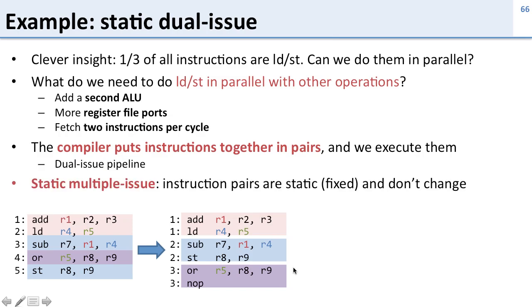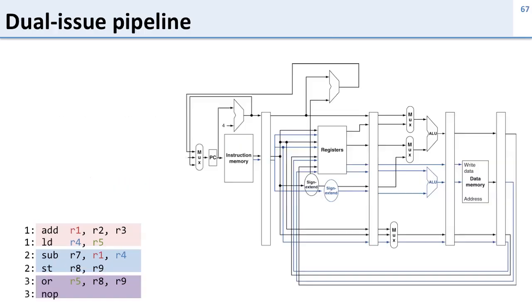This is known as a static multiple issue pipeline. So these instruction pairs are static, they're fixed, and they don't change while the processor executes. So here's the pipeline for that. We've got our program here and we've had to change our pipeline.